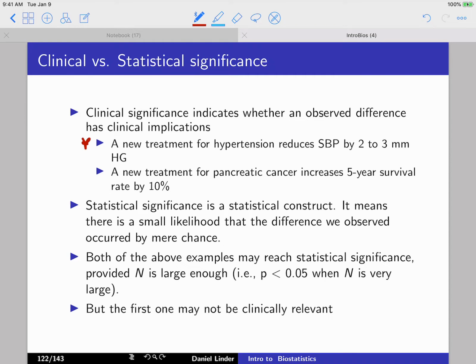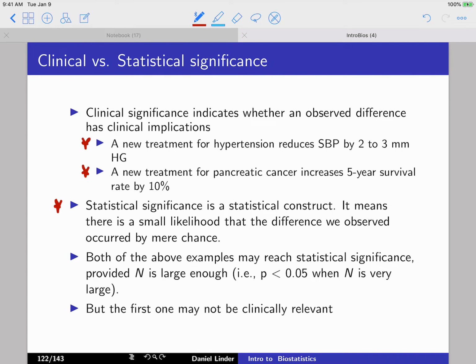However, in the second example, if you've got a new treatment for pancreatic cancer and it increases 5-year survival by 10%, most would probably argue that that's a clinically meaningful increase in survival. The rate has jumped by 10%. So the point is, statistical significance is a statistical construct. All it means is that there is a small likelihood that the difference we observed occurred by mere chance.